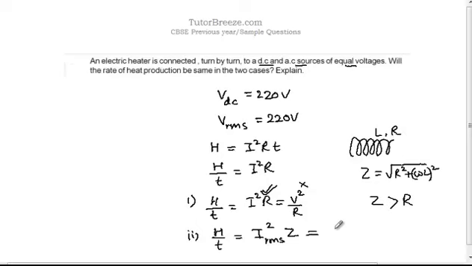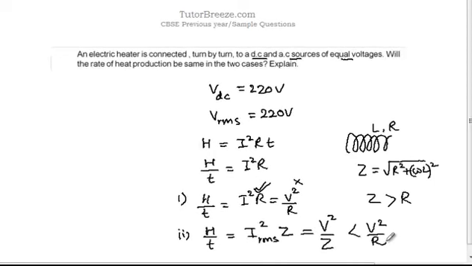Now we'll write this, since we want to compare the rate of heat production in terms of the voltages. So we'll write this as V squared over Z, and you can see that this has a smaller value than V squared over R. So the heat produced for the AC source will be less than the heat produced for the DC source.